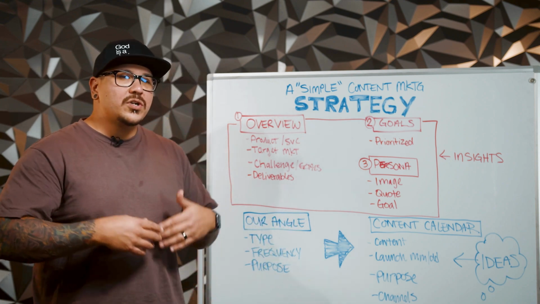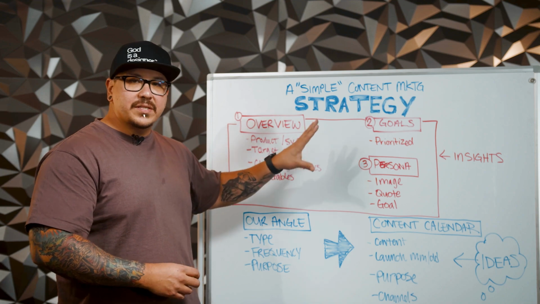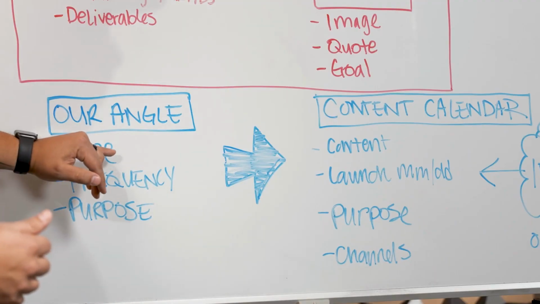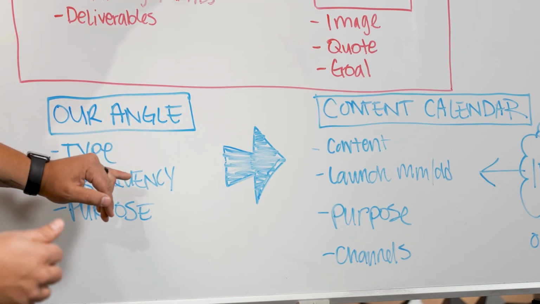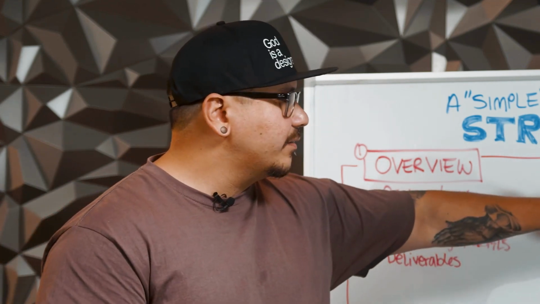The angle is: what is our angle in light of this person, in light of their goals, in light of who their business is and all that stuff? What is the angle we're going to take? And so the angle is the type of content we're going to create, the frequency we're going to share that content, and the purpose. And the purpose has to be directly tied to the goal.